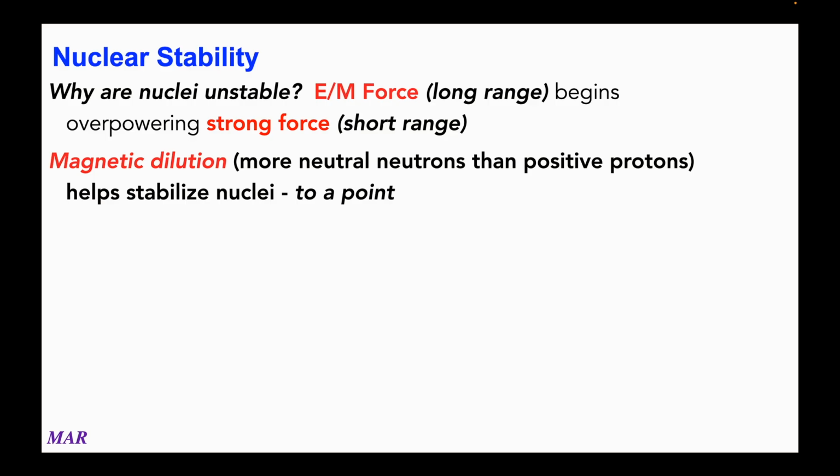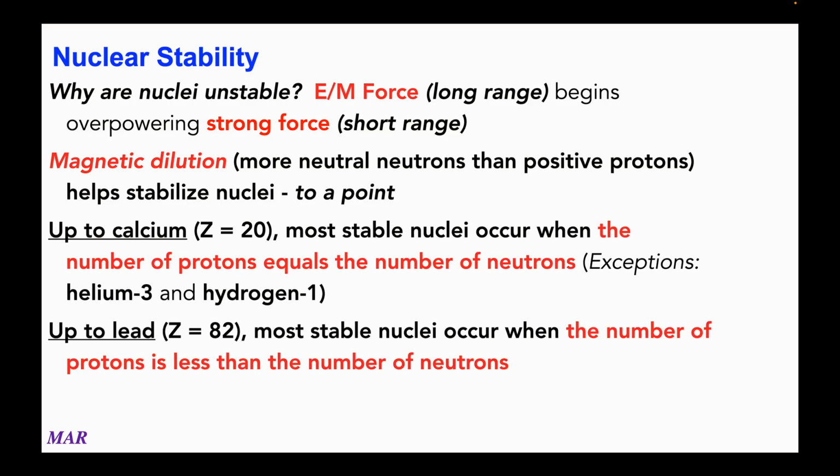Now, you do get some stabilization through what's called magnetic dilution, because neutrons are neutral. And if you can have a neutral neutron between two protons, that does tend to separate them a little bit, and it does offer a little bit of stabilization. So we're going to see that the number of neutrons in the average isotope of an atom tends to increase as the atomic number goes up. Up to calcium, the most stable nuclei usually occur when the proton number is equal to the neutron number. And there are exceptions, but generally that's the case.